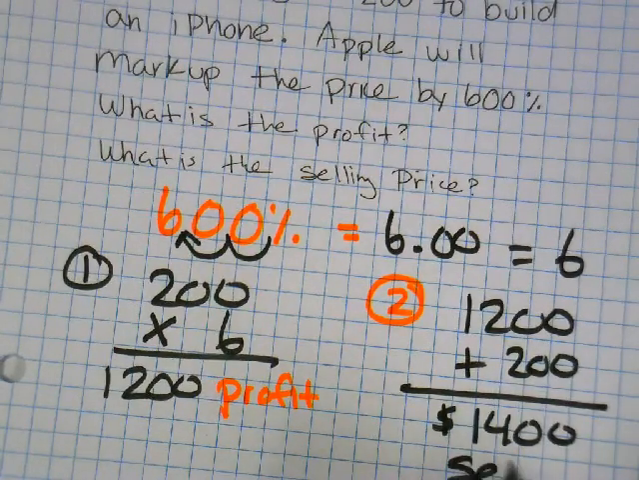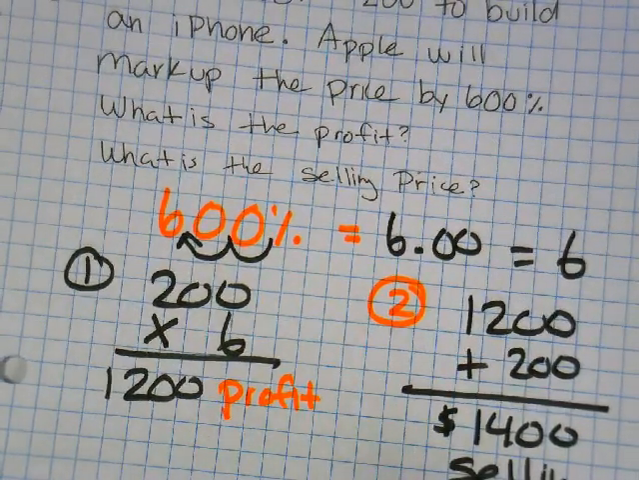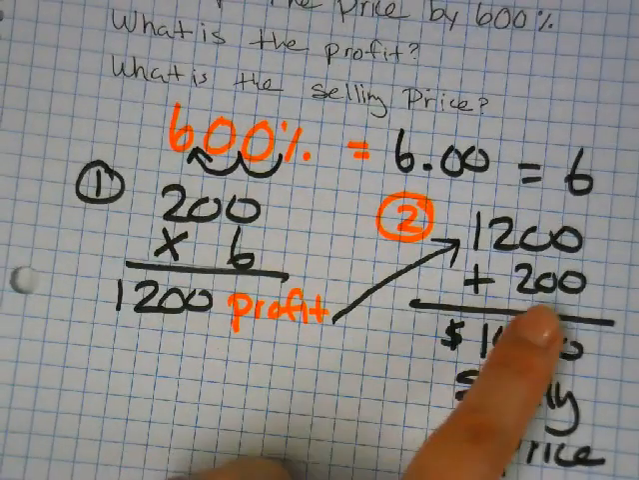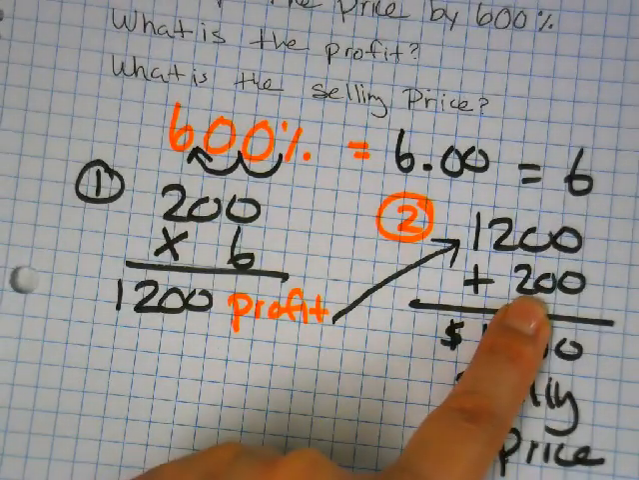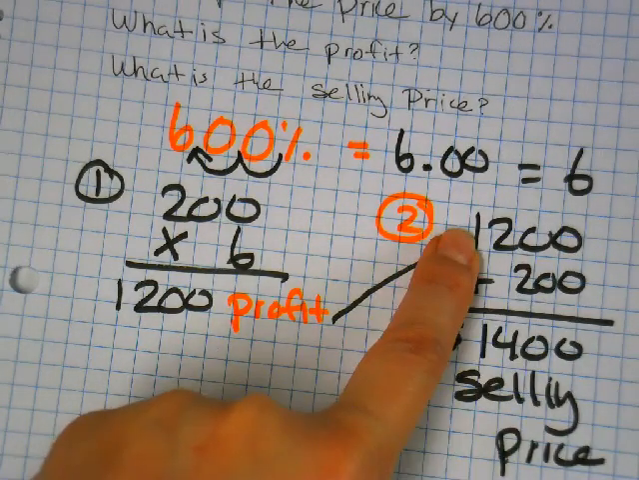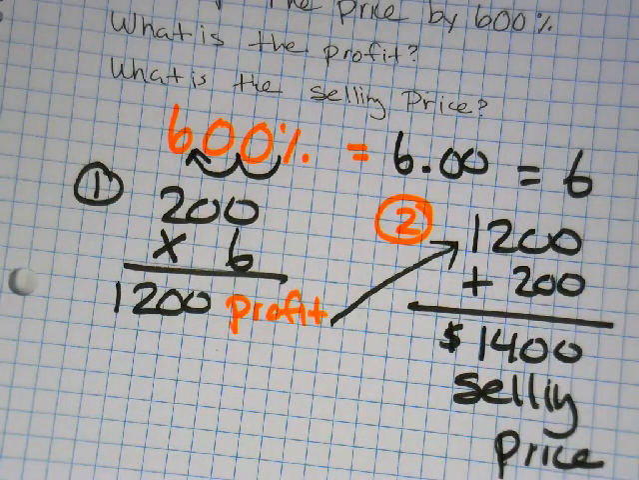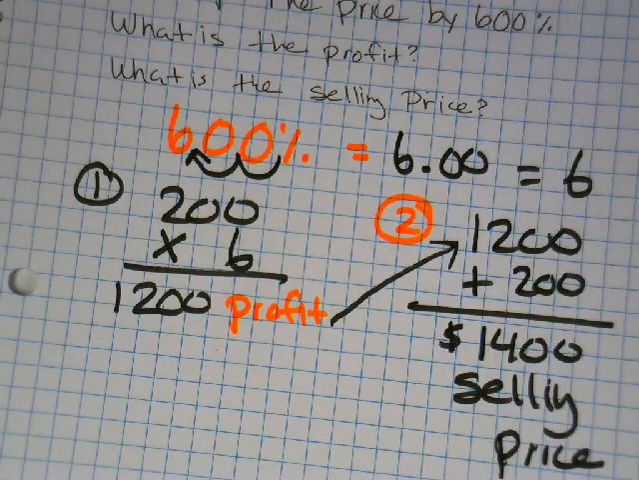$1,400 is your selling price. I take the profit right there, and I add it to 200. Why 200? Because that's how much it costs to make. So 1,200 plus $200 is $1,400. I go into the Apple store, and guess how much an iPhone is going to cost me? $1,400, because I get the one with the biggest capacity. I take a lot of pictures of Rocky. True story.